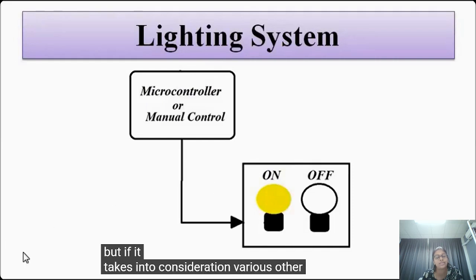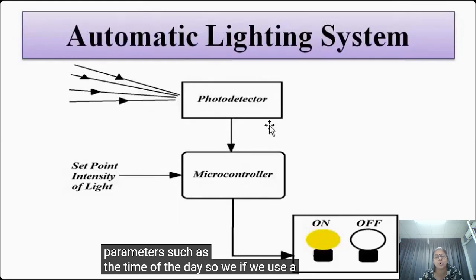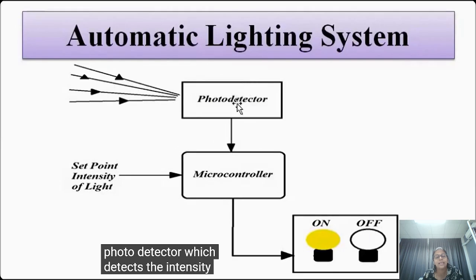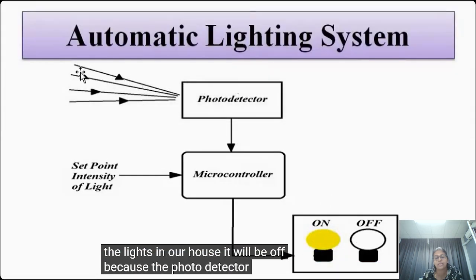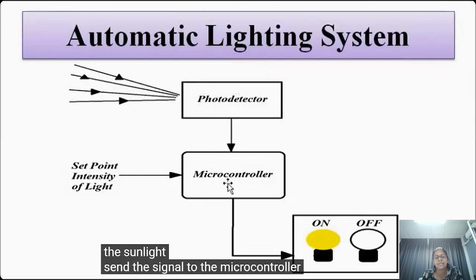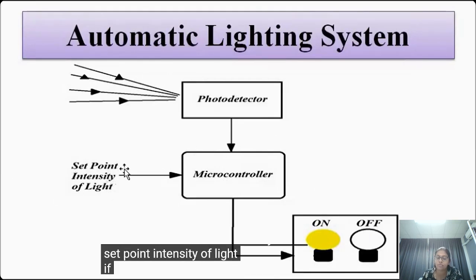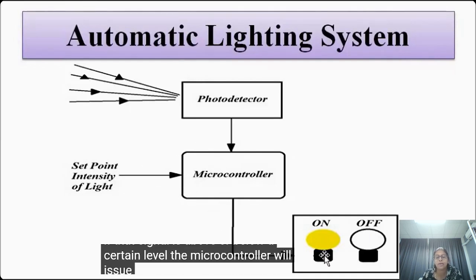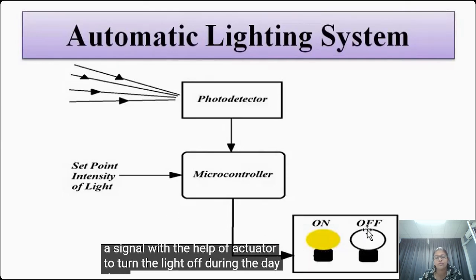But if it takes into consideration other parameters, such as the time of the day, say we use a photo detector which detects the intensity of sunlight, then during the daytime the light in our house will be off, because the photo detector will detect the sunlight and send the signal to the microcontroller. The microcontroller has a set point intensity of light. If that signal is above or below a certain level, the microcontroller will issue a signal with the help of an actuator to turn the light off during the daytime.